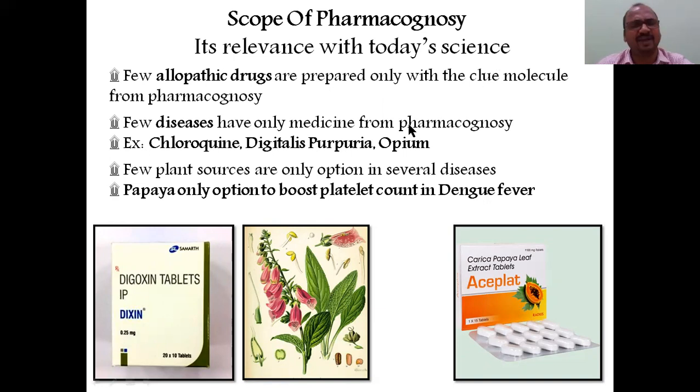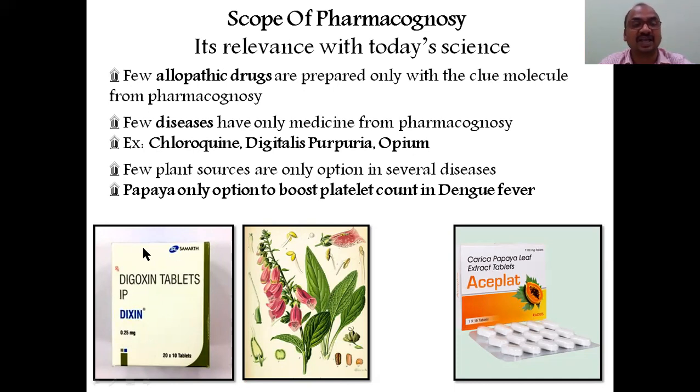See, allopathy does not have an answer so far for some of the diseases. No answer at all. Few allopathic drugs are prepared only with the clue molecule from pharmacognosy. They copied from the plant molecule. For example, chloroquine, synthetically they are preparing chloroquine now in the labs by seeing the cinchona plant. Chloroquine is an anti-malarial drug, we know very well. There was no answer from allopathy. Now they are preparing it synthetically, copying from the plant. And also few diseases have medicine only from pharmacognosy, like chloroquine, Digitalis purpurea.